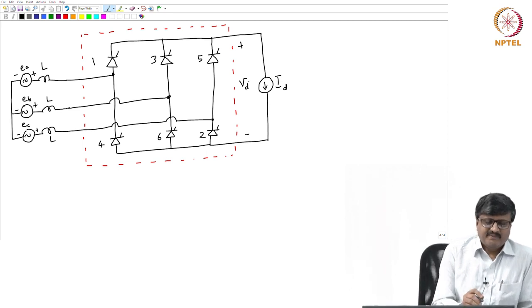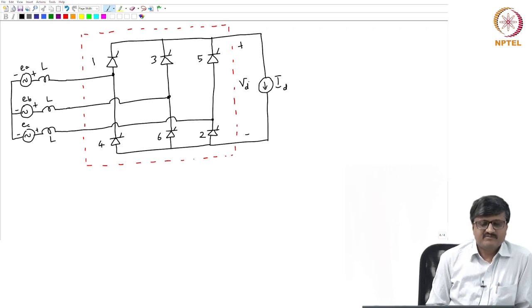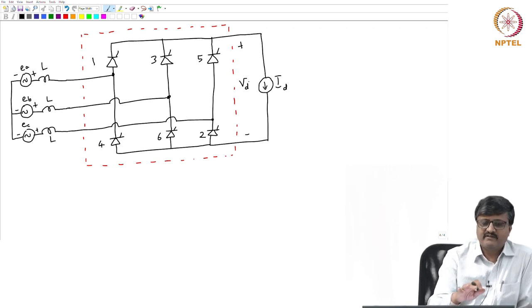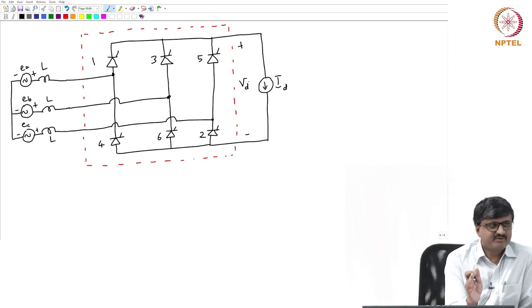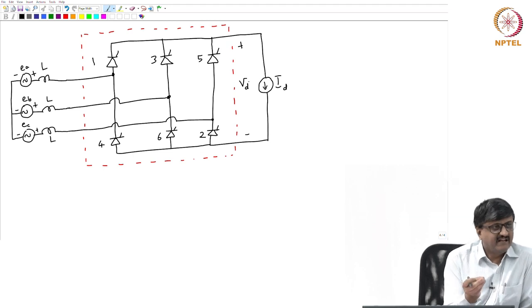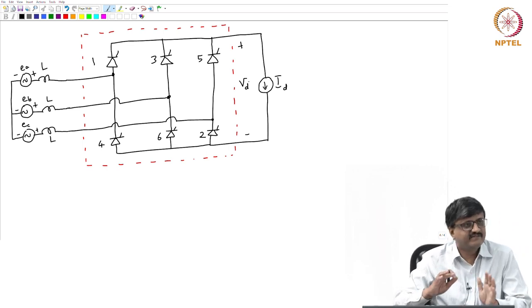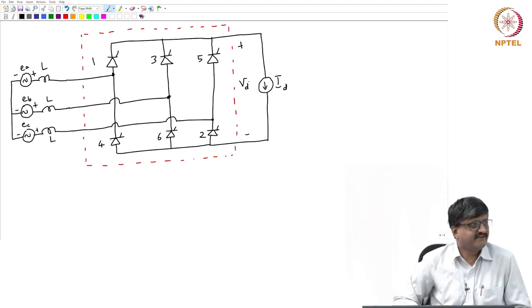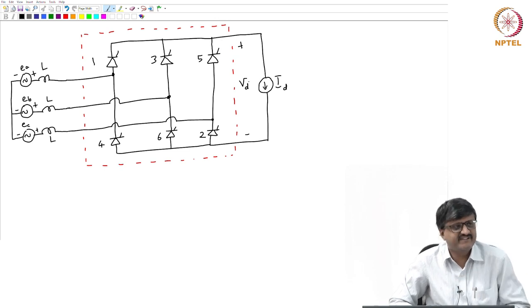So we will spend a few classes on analyzing this particular converter. Please note, whatever is marked in the red dashed box is the converter, and the current source on the DC side is a representation of what is there on the DC side. The 3 phase voltage source in series with the inductance L in each phase is a representation of what is there on the AC side. What exactly comes on the AC side and what is there on the DC side, let us come to that much later. Now for the sake of simplifying our analysis, we will make a very simplifying assumption of these circuits on the AC and DC side.